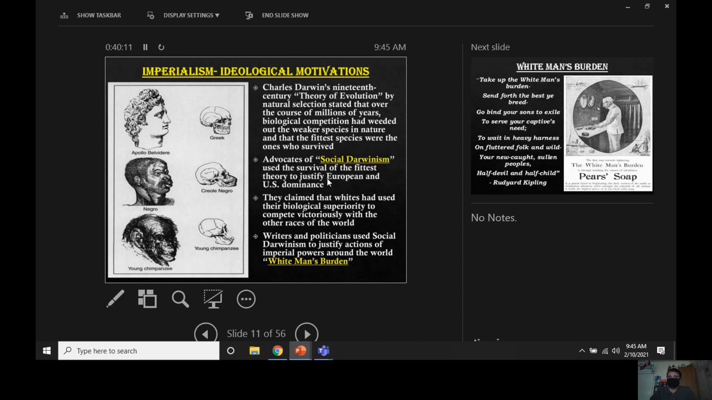Writers and politicians used social Darwinism to justify actions of imperial powers around the world. They called it white man's burden. These are two terms you've got to have down because they will come up again. And they're evil and they are wrong, but unfortunately, they were used heavily to justify why people were going into Africa and Asia and Latin America and the Pacific and taking over.